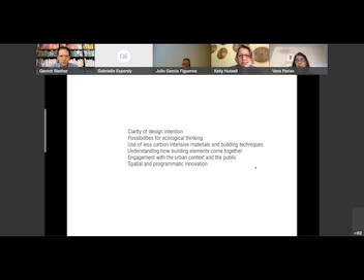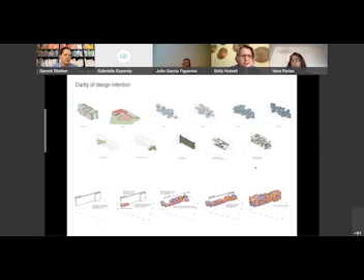We have guided students to focus on the following: clarity of design intention, possibilities for ecological thinking, use of less carbon intensive materials and building techniques, understanding how building elements come together, engagement with the urban context and the public, and spatial and programmatic innovation. So we asked students to articulate through diagrams the architectural thinking and actions employed in the development of the concept.